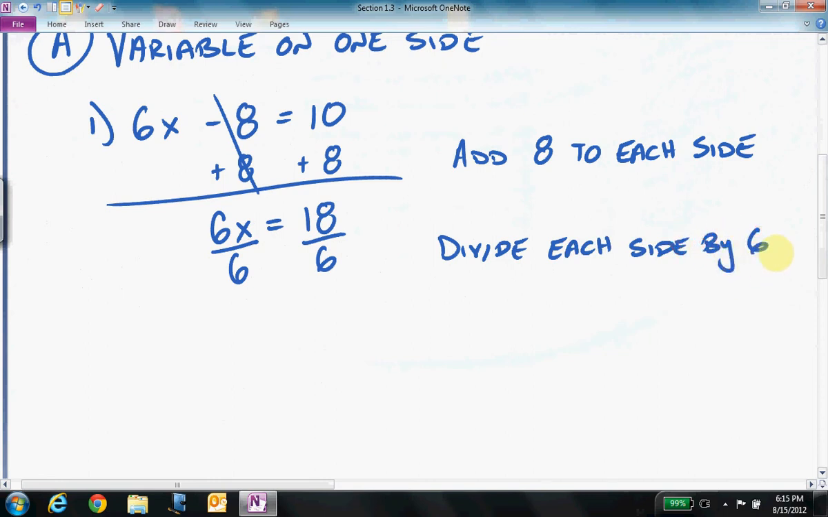Alright, so 6 divided by 6 is 1. 1 times x just gives you x. 18 divided by 6 is 3. So we can see x equals 3.